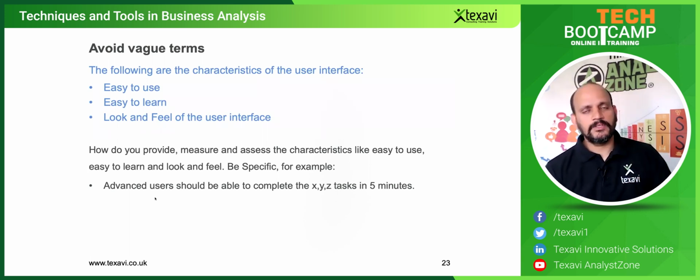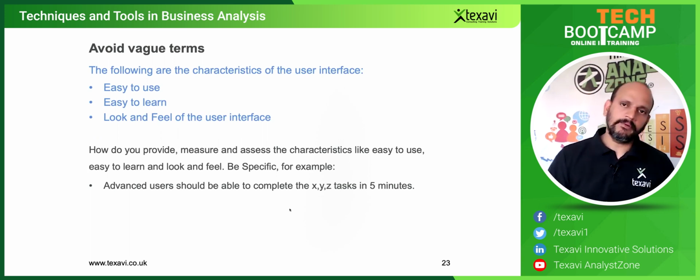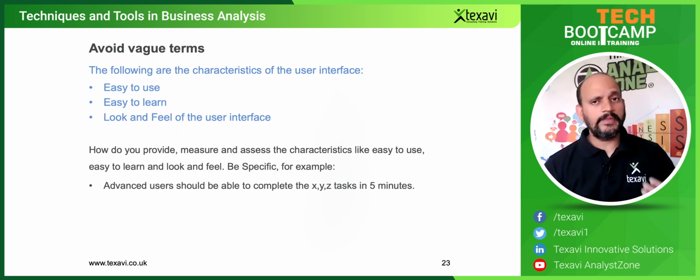Advanced users, people who've been using this application for quite some time, should be able to complete some tasks, for example adding a new user or creating a contact in your phone. You should be able to do that in, for example, under 1 minute. So that's a task. That's measurable, and that gives you an idea of how easy it is to do that task.